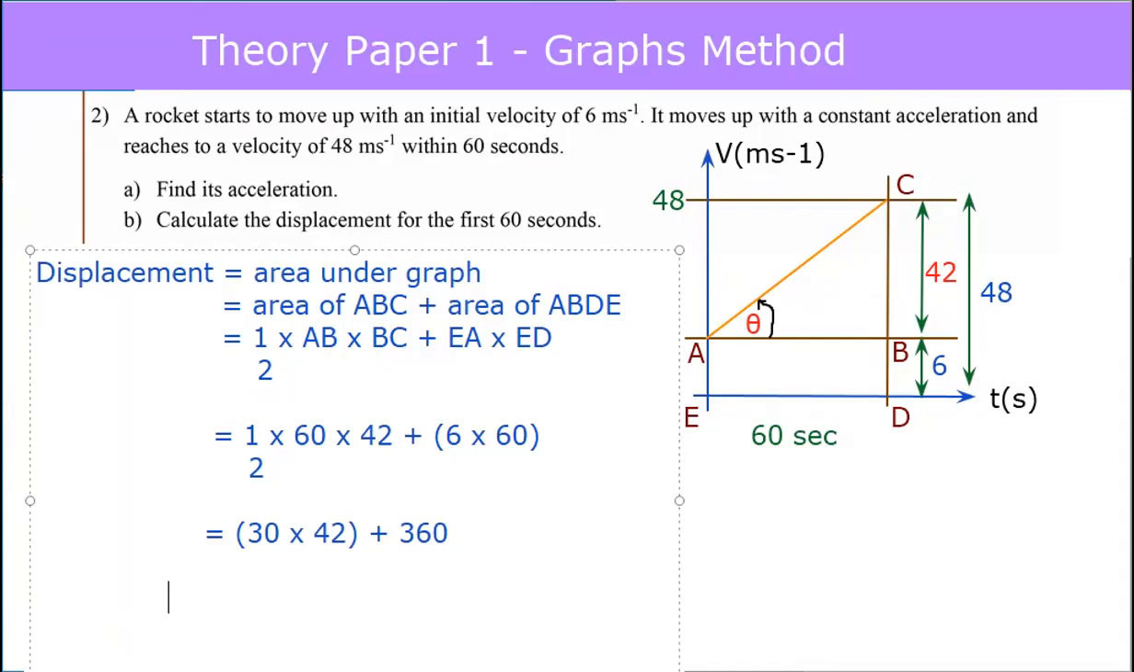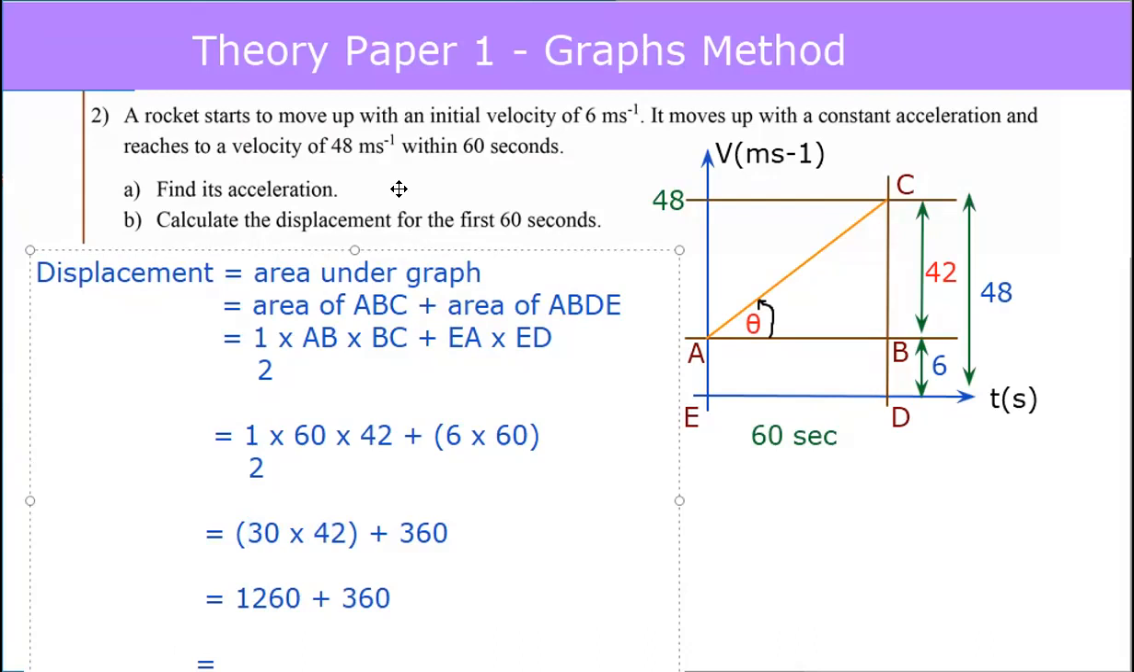So 30 into 42 is also a very simple thing. You can easily simplify it. It's not such a big thing, right? Because just put the 0 and multiply by 3. 3 times 2 is 6. 3 times 4 is 12. Right? 360.